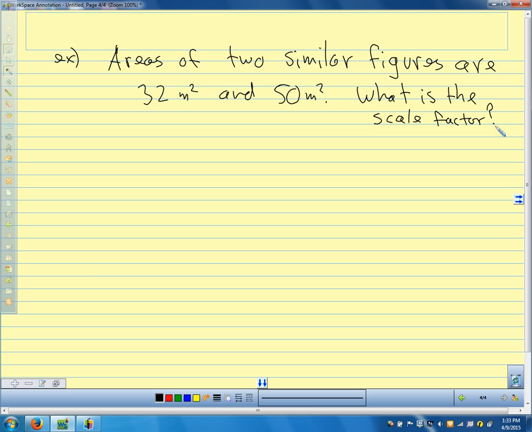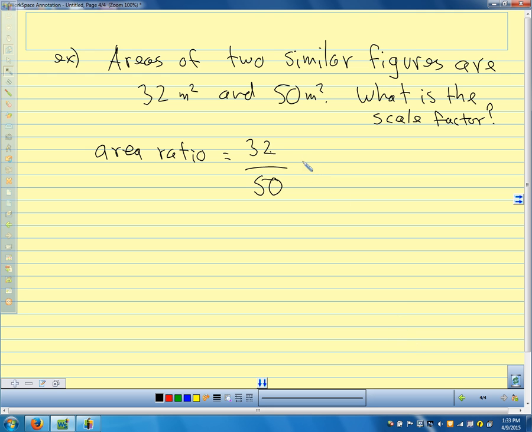Well, with the information we have, what's really the only thing that we can do? We know that they're similar. We have their areas. So what kind of ratio can we make? So Carolyn says we're going to square root the areas to get the side ratios. So I'm going to say the area ratio, and we can do it either way. I'm going to do small to big. Doesn't matter. 32 to 50.